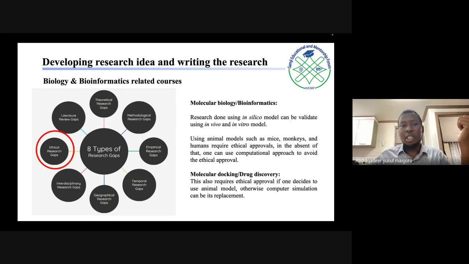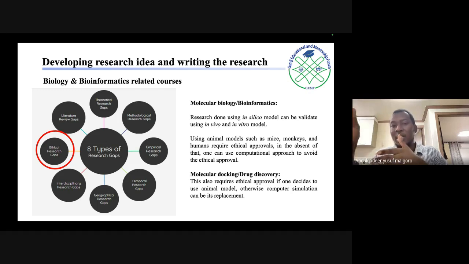Also, ethical research. In terms of the ethical research gap, in biology we deal with animal models, even human, monkeys, mice, and whatever. So in case you need to use this kind of model, you need ethical approval. Maybe Mr. A did his research in the USA or in Canada or somewhere else using in silico, that is, computational methods. So you can decide, okay, let me repeat the same research, but using a mice model. In this, you are considering the ethical research gap because he didn't use the mice model. Another person can decide to use monkeys. He is using this kind of model based on the ethical research gap.